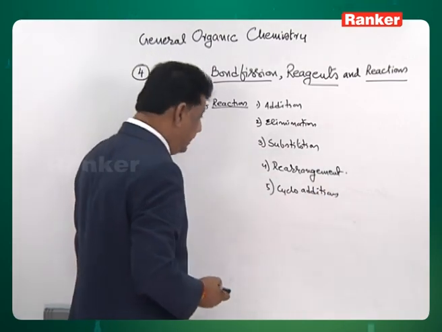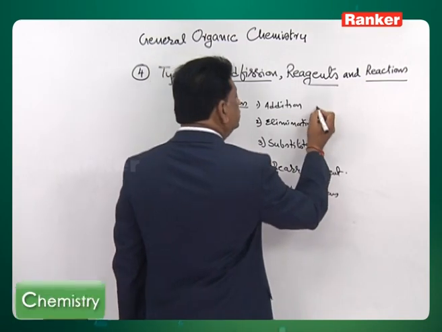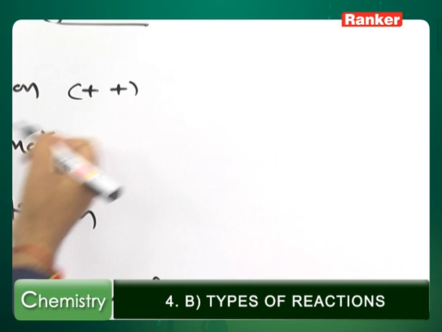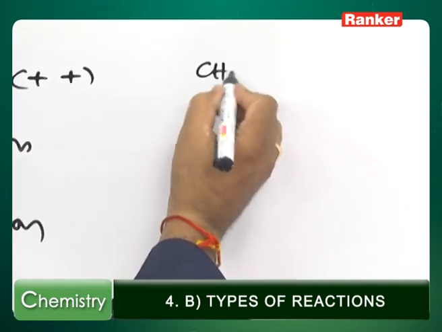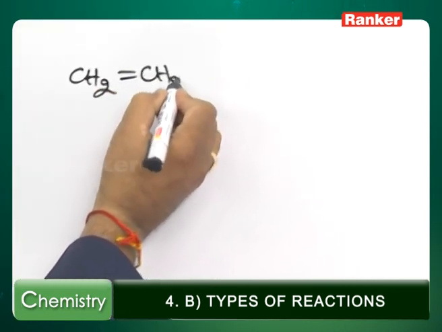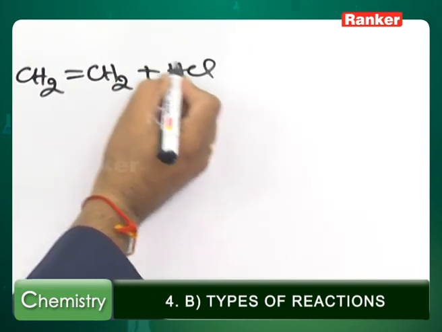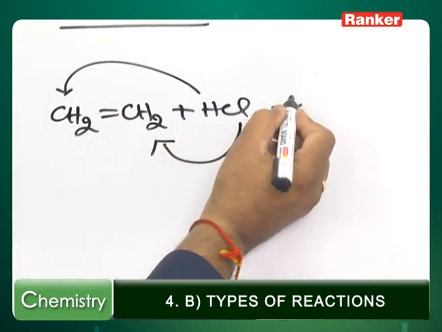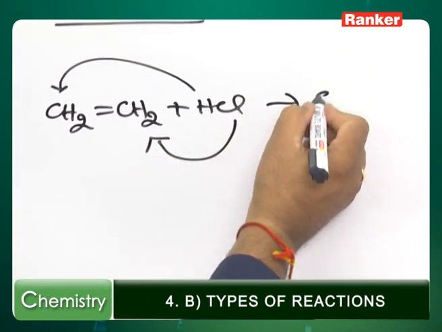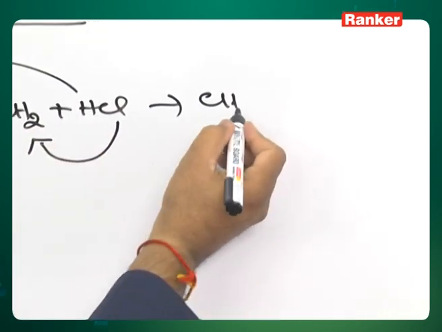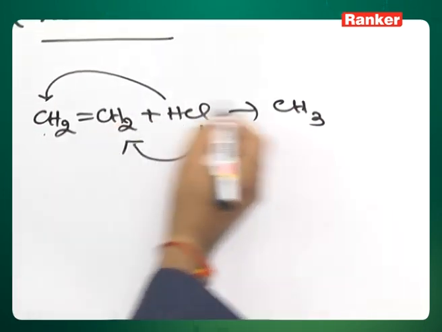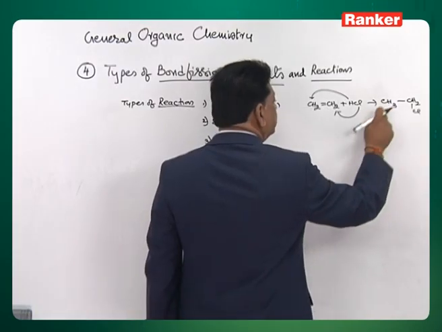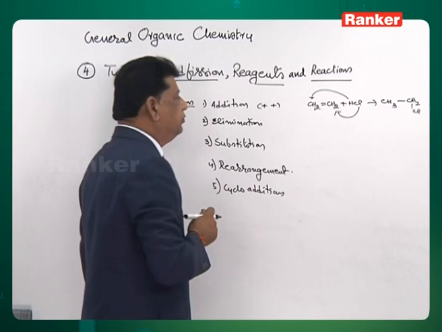In the first type, addition means we are adding two groups. Therefore, we represent this reaction with a plus sign. For example, if ethylene is treated with HCl, H is added on one side and Cl is added on the other side. So A plus B will become C. The molecule CH2 adds hydrogen, giving CH3. The Cl is added to the other carbon, so you will get CH2 with Cl. So one side H, one side Cl is added.